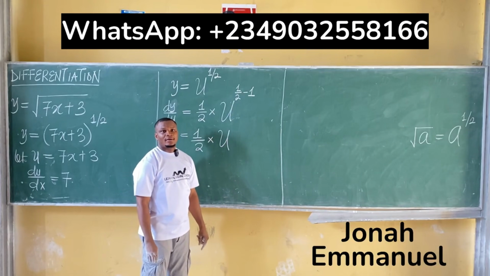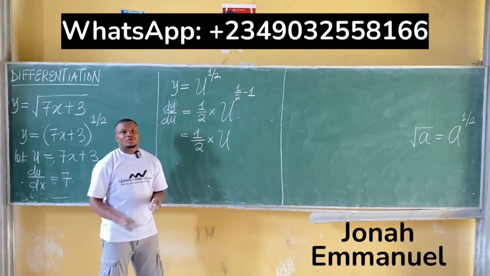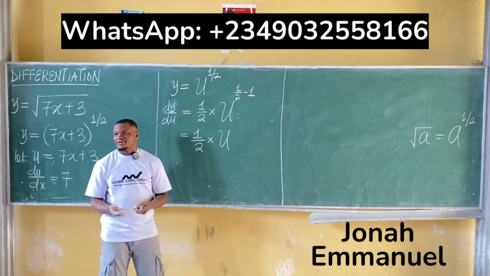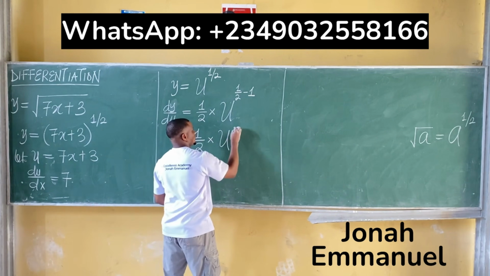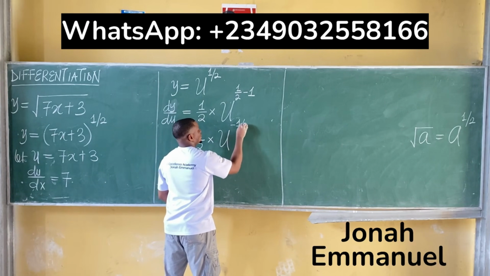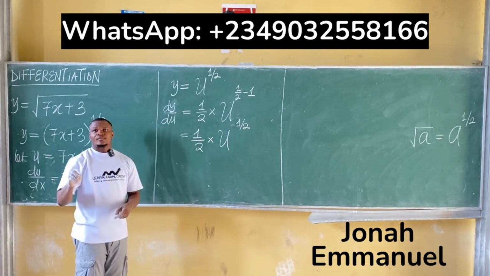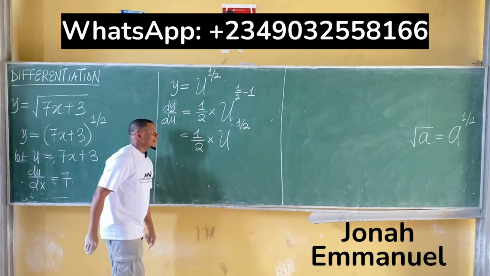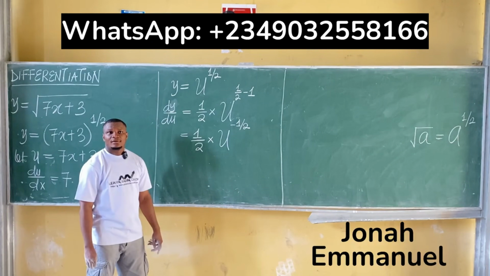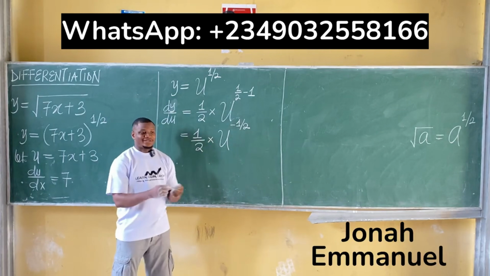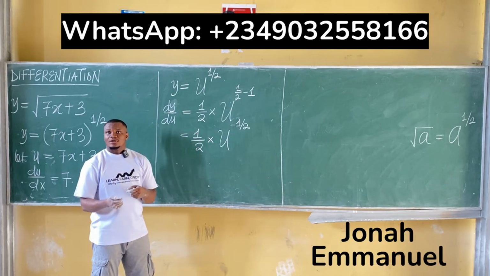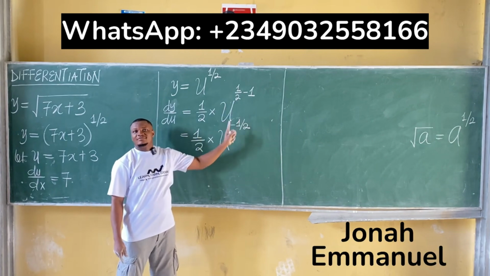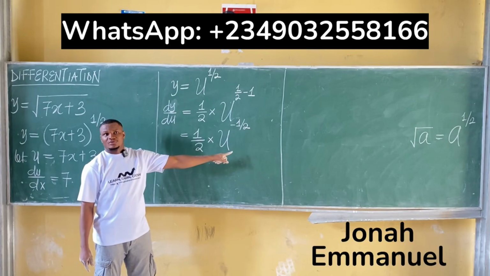What do you get there? 1 over 2 minus 1 is minus 1 over 2. Should we start doing fractions? This will give you minus 1 over 2. So you have this. Let's simplify this. If you're not sure of this, carry your Casio, the real Casio. Punch 1 over 2 minus 1. You have minus 0.5 or minus 1 over 2.